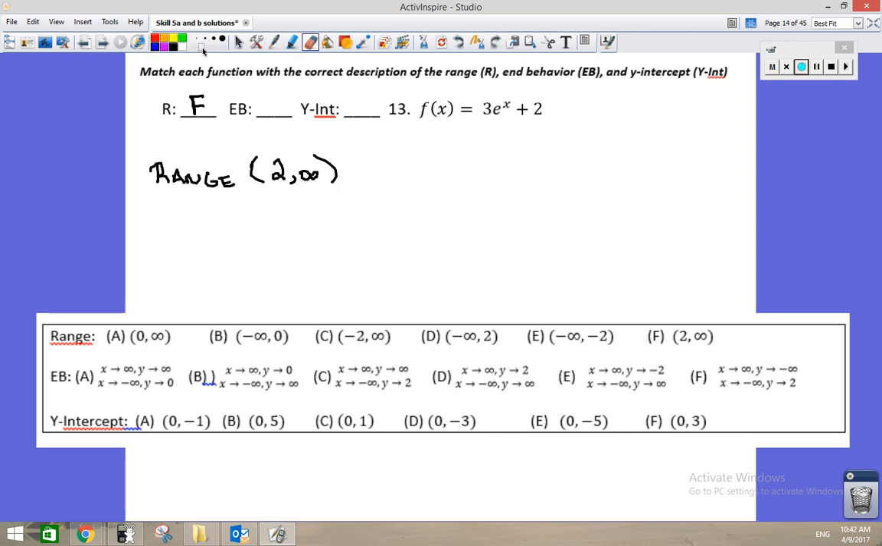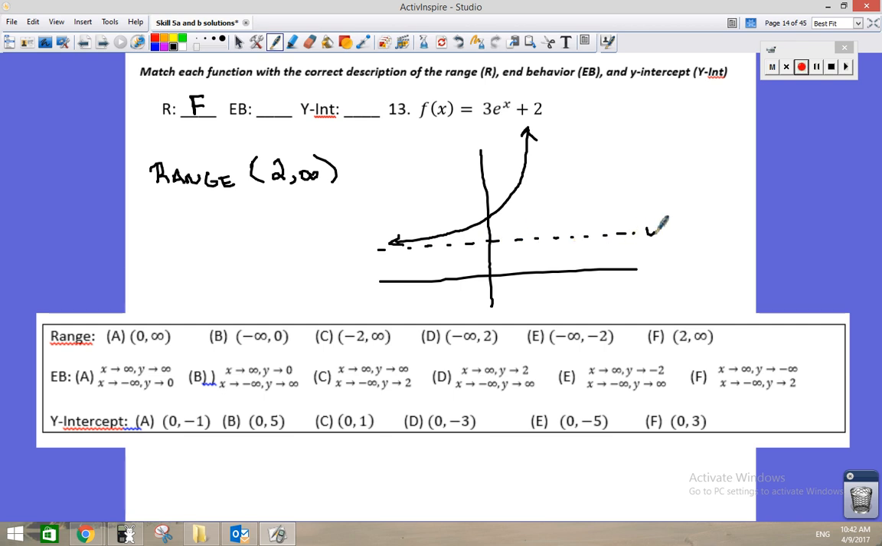All right, so what about the end behavior? Well, we were just saying that since this base is bigger than 1, the graph looks like this, with this range being from 2 to infinity. On the left here, as x is approaching negative infinity, as you move to the left, the y-coordinates are getting closer and closer to this horizontal asymptote. They're getting closer and closer to the value of 2.